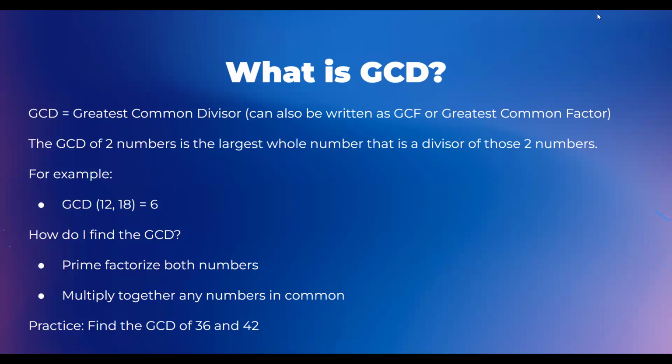Yeah, I'll answer it. Okay, so for 36, we have to do the prime factorization. So 36 can be divided into 6 times 6, and then that would be 2 times 3 times 2 times 3. And then for 42, it's 7 times 6, and then you prime factor 6, which is 2 times 3. So it's 7 times 2 times 3. And then the common numbers here are 2 and 3. So you multiply 2 with 3 and you get 6. So the GCD of 36 and 42 is 6.